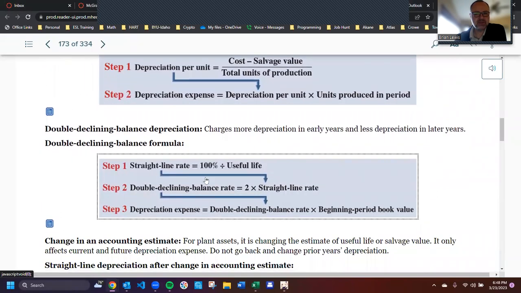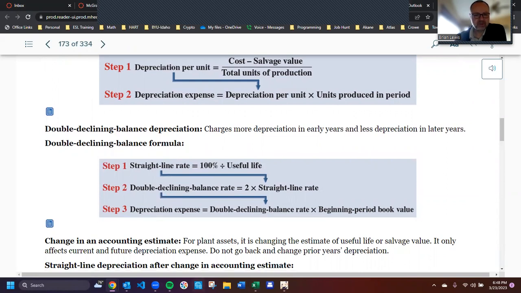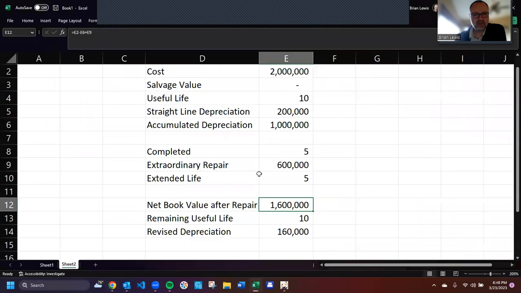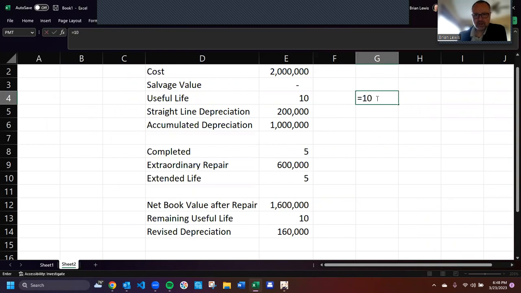Double declining balance. Remember, this does not take into account your salvage value. So like in this case, right, this number doesn't matter. What does matter is your useful life is 10, right? And so you take effectively 100% divided by 10, and then times 2, okay? That's your double declining value.